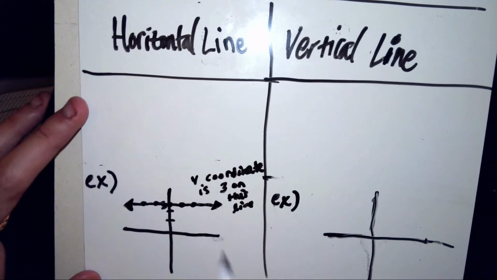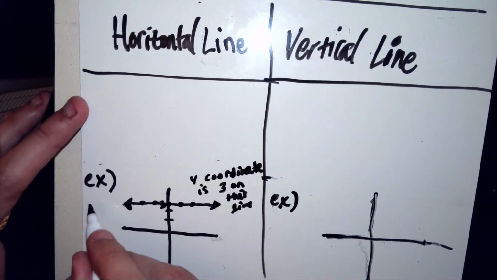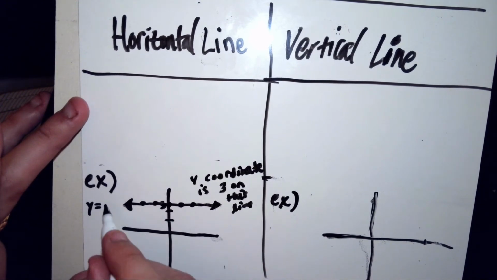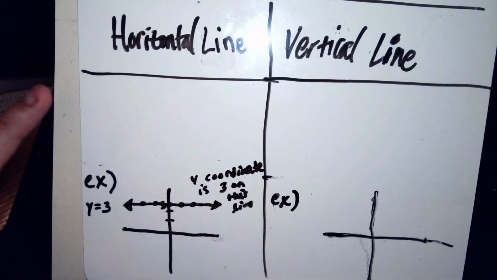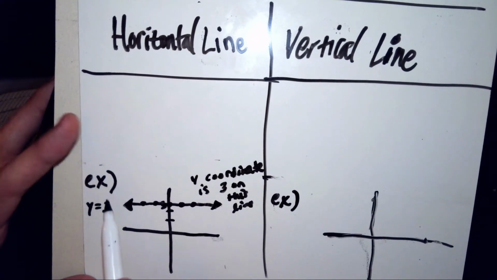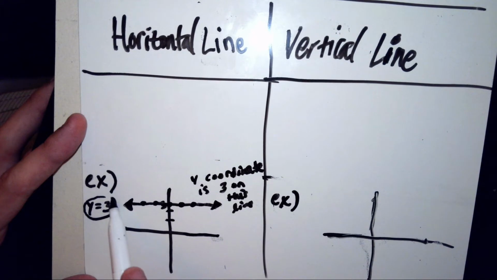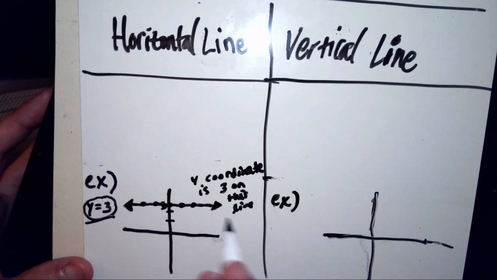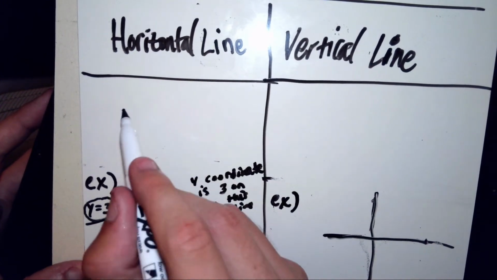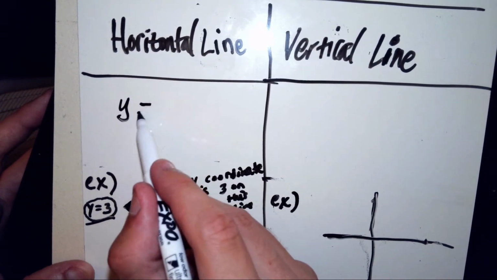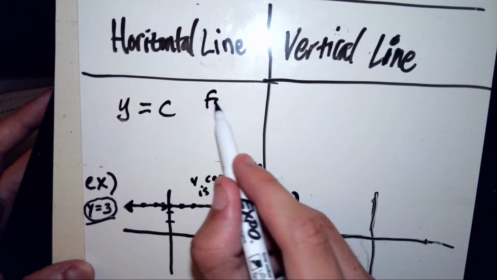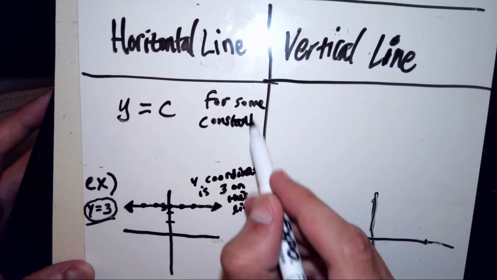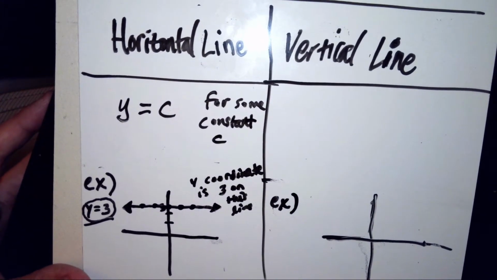That's why we say that a horizontal line is a line of the form y equals a constant, or in this particular instance, it's y equals 3. So in this instance, this is the line y equals 3. This is the equation of that line. So in general, it'll be of the form y equals c for some constant c. So that's the form that a horizontal line takes.